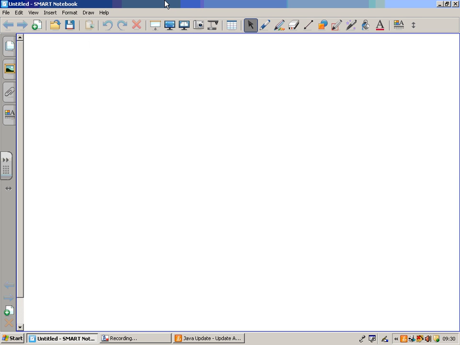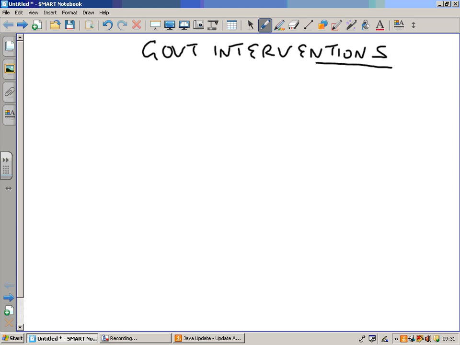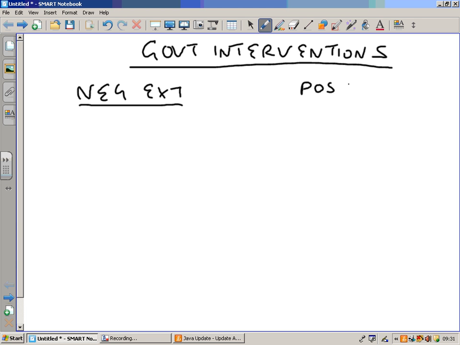This is topic 10 from Econ 3, and we're looking this time at government interventions to try and correct market failures. The two main market failures that we need to understand in this topic are negative externalities and positive externalities. Now, you should be fairly comfortable with these from studying AS economics, but let's just very quickly recap over the theory behind these two different types of market failures.